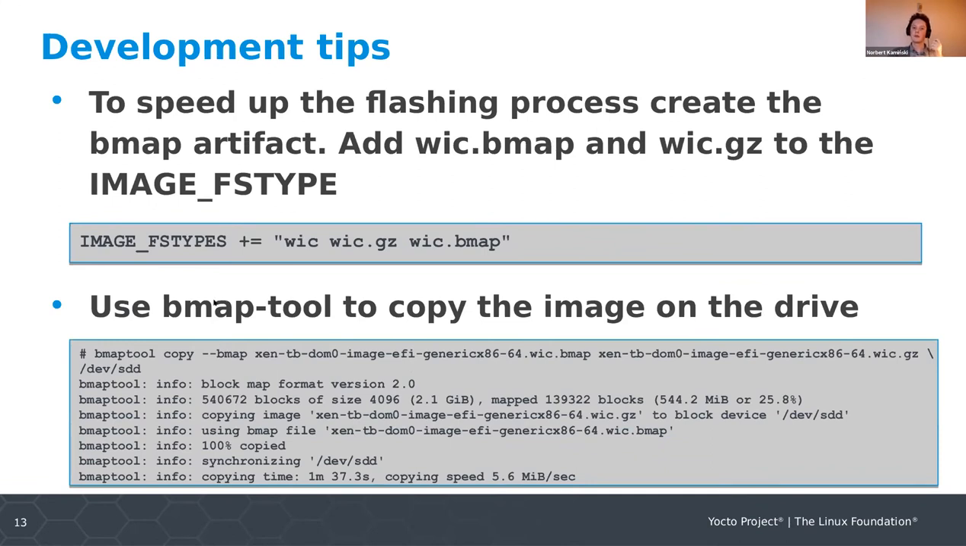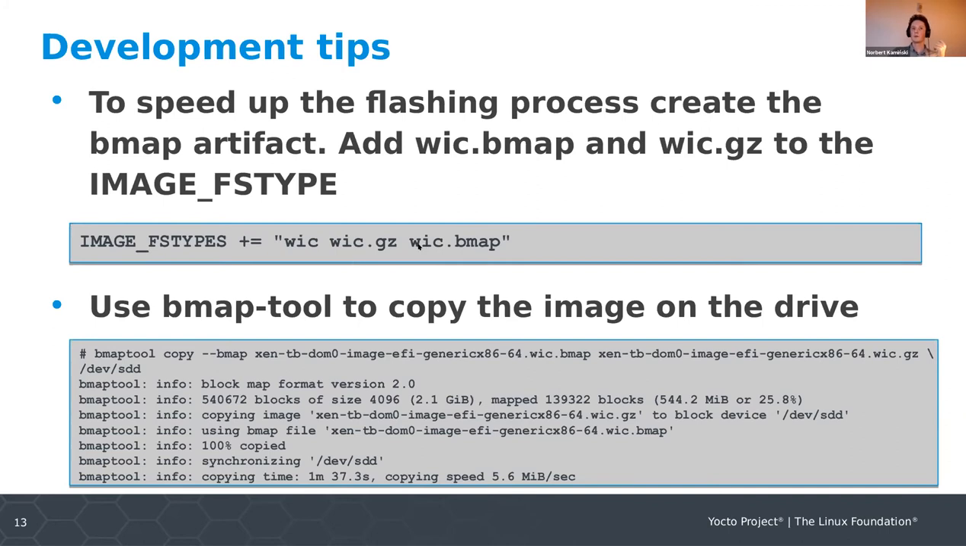Okay. The second development tip is about speeding up the flash process. You don't have to use the dd command. It's a pretty slow command. If you want to speed up the flash process, you may want to use the bmap tool. At first, you have to, again, add to the image fs type variable in the local.conf file the wic.bmap and compressed wic file.